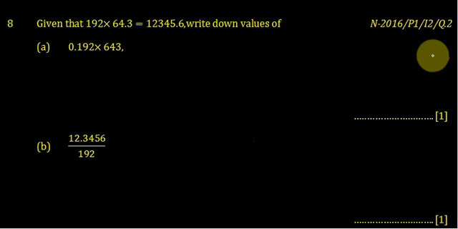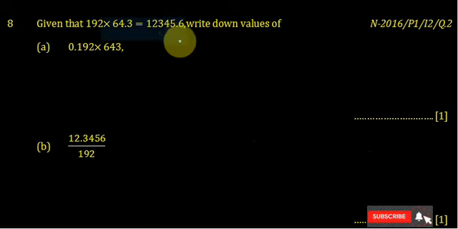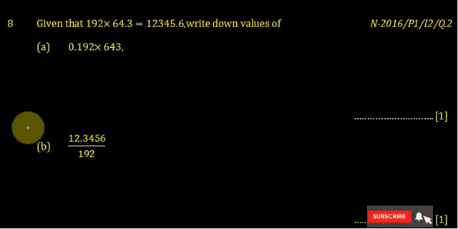Okay, this lecture is about question number 2 of paper 1, and the year is 2016 November. It is given that 192 multiplied by 64.3 is equal to 12,345.6. Write down the values of two numbers, part A and part B. Part A says: write down the number of 0.192 multiplied by 643.